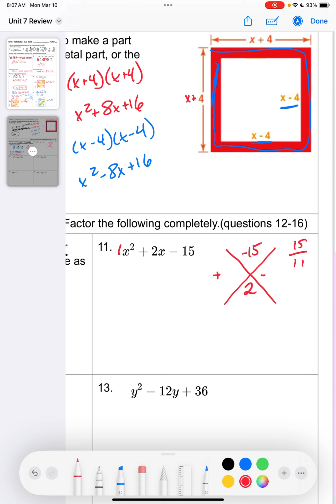15 is 1 with 15, no; 3 with 5, and that's it. 3 and 5 look like they can get me to 2 if the 5 is positive and the 3 is negative. So we've got our numbers, x plus 5, x minus 3.